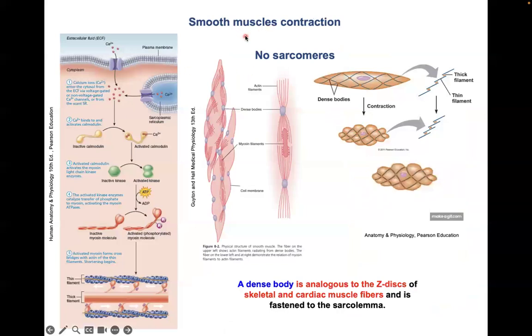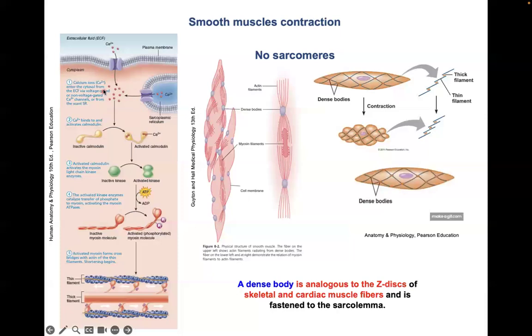Finally, calcium in smooth muscles. The smooth muscles use a different mechanism for contraction. They do not have sarcomeres, and they also have no Z-discs. Instead, they have dense bodies. In this animation, you see how contraction works in smooth muscles.